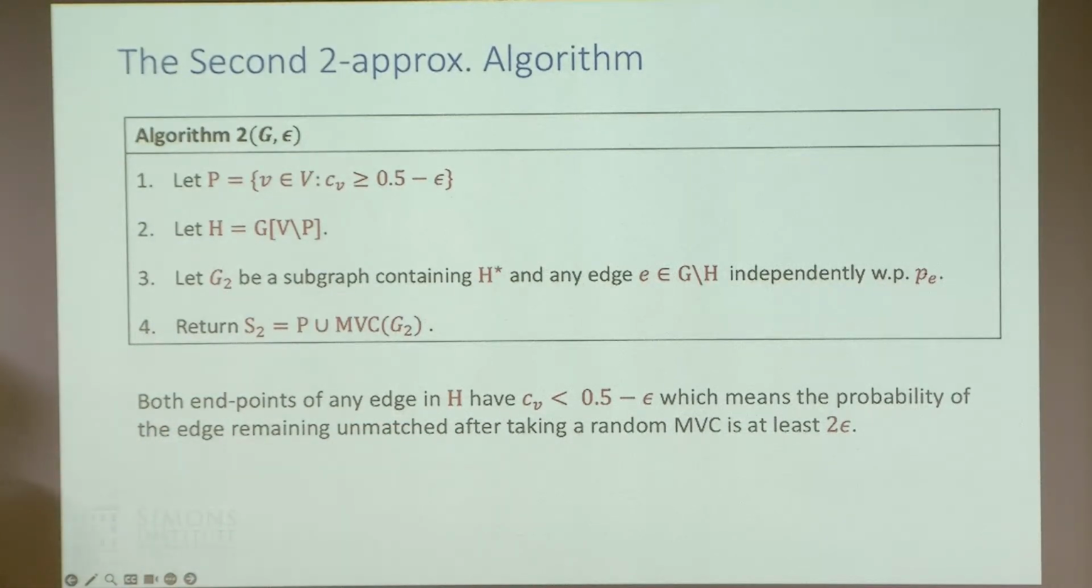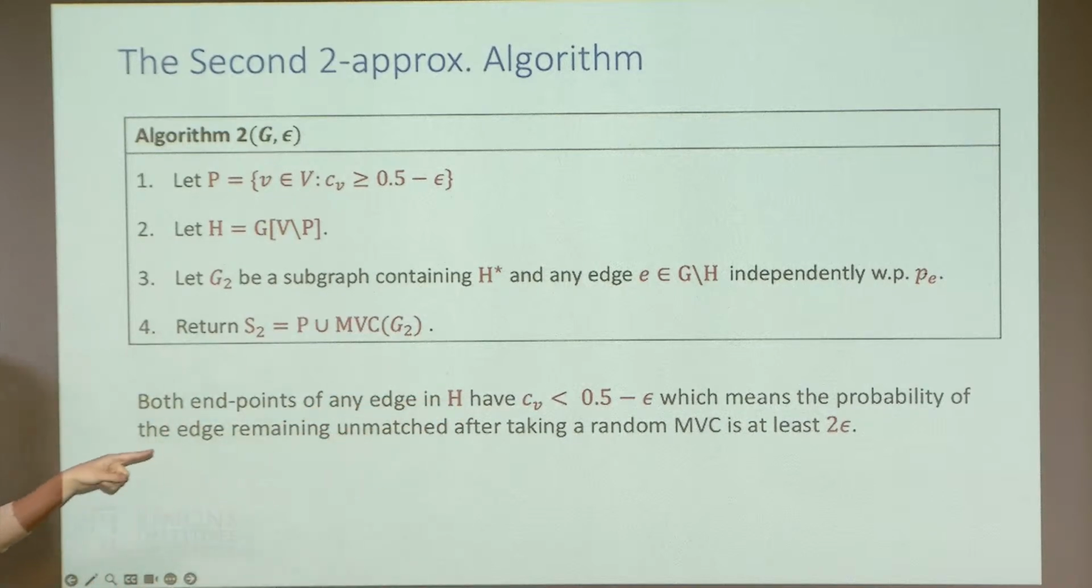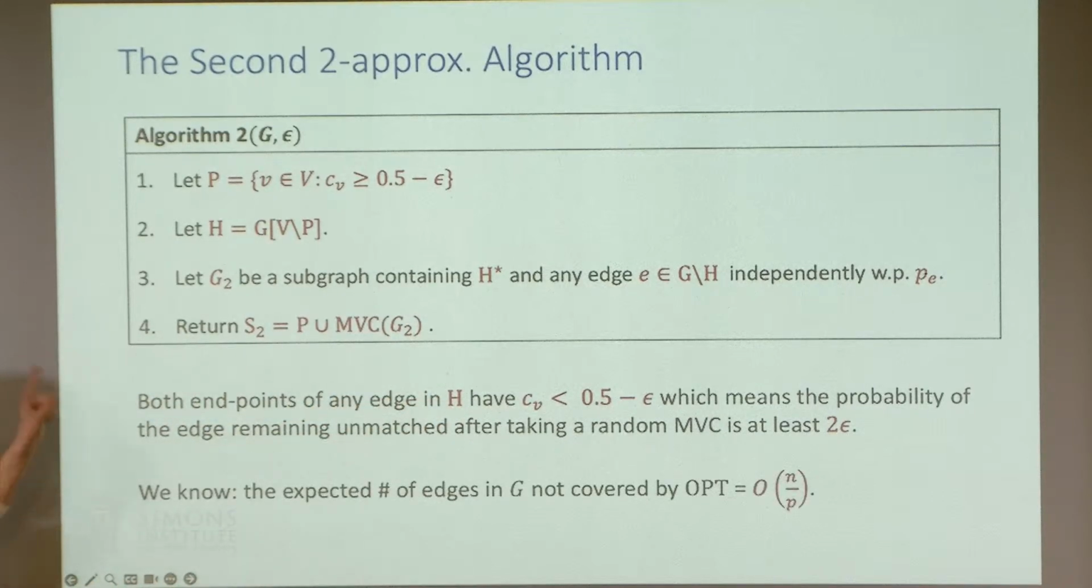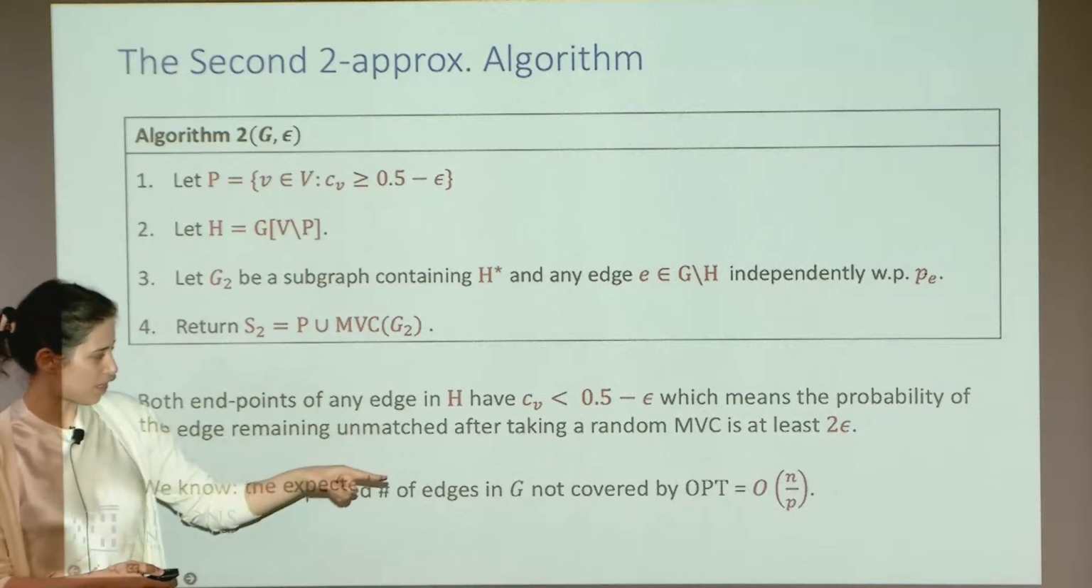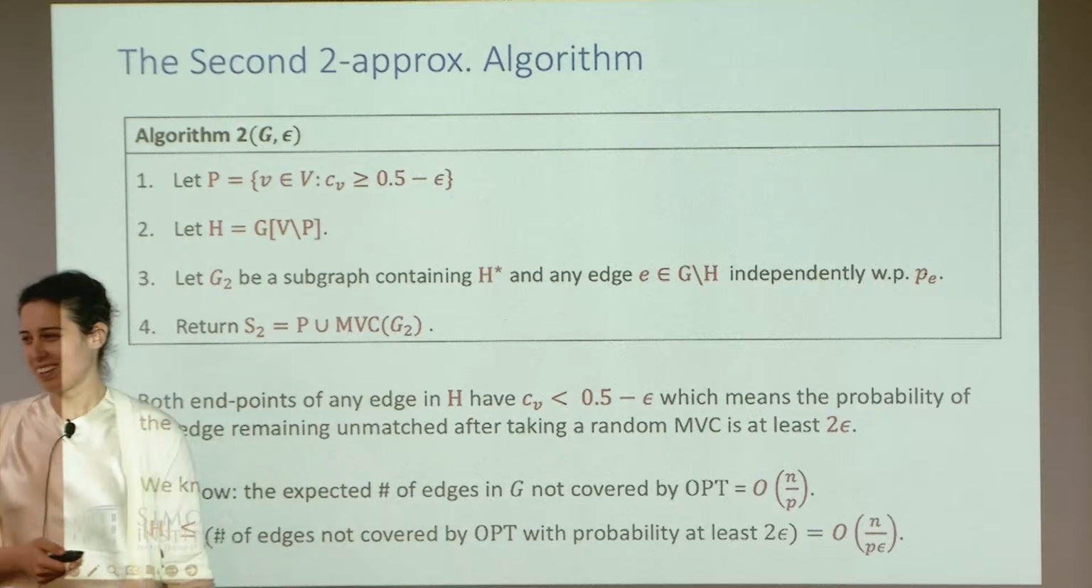How many such edges can we have? In the analysis of the first algorithm, I proved that if I take a random realization and its minimum vertex cover, the number of edges that are not covered is O of n over P, right? So by linearity of expectation, the number of edges that will remain uncovered with probability at least 2 epsilon is O of n over epsilon P.